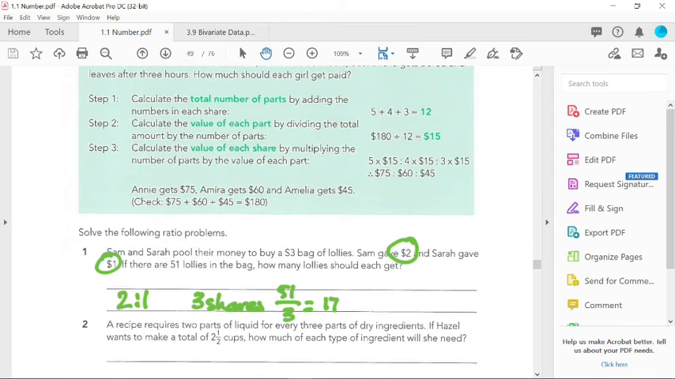He had 2 17s, so 2 times 17, which is going to give us what? 34. And she had 1, so 1 times 17, of course, is 17. So he got 34 lollies, and she gets 17.